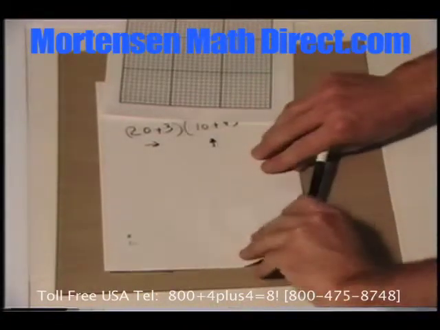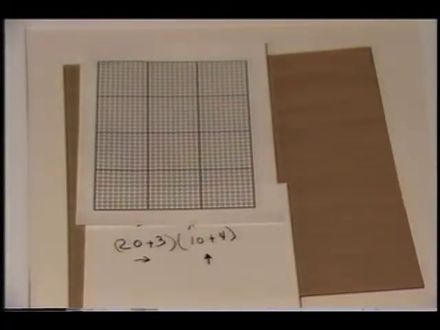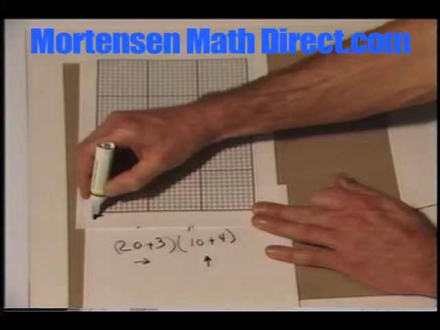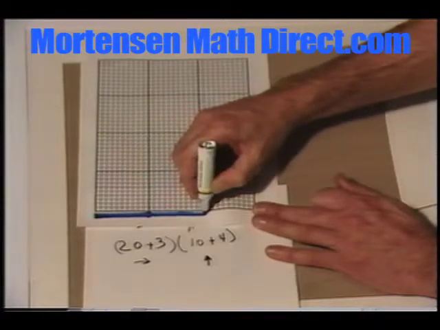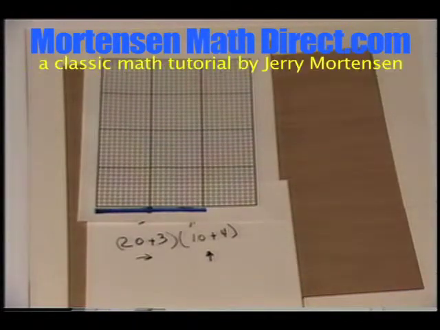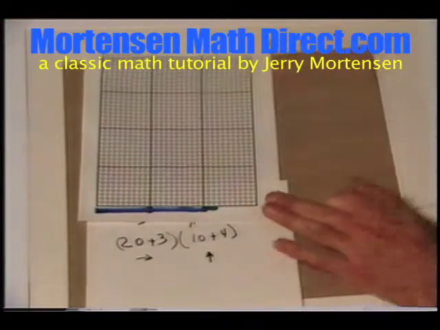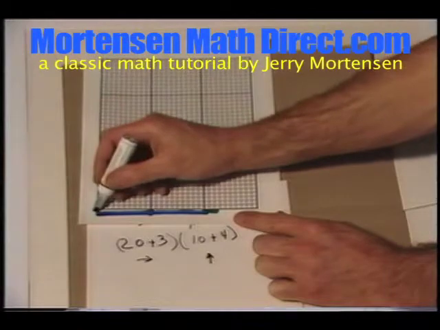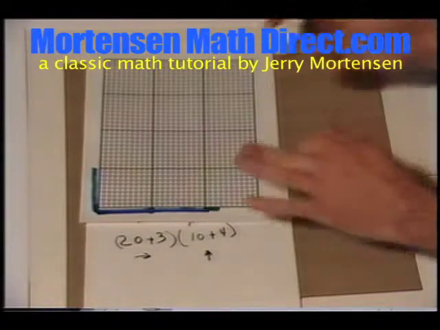And we'll slide this down here and place this. We must be over 20 plus 3, or 2 bars plus 3 units. Let's trace over. Over 1 bar, over 2 bars. We must be over 2 bars and 3 units. We must be up 1 bar of 10. We come up 1 bar of 10 and 4 units.